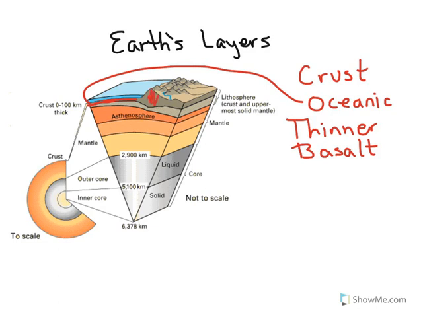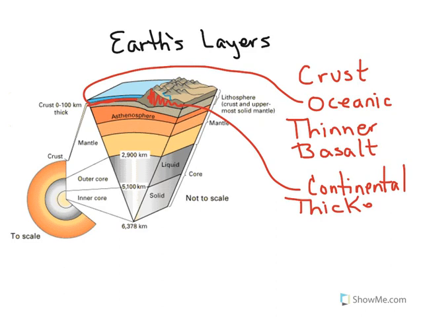Now, this thicker part of the crust is called the continental crust, and this is where the land masses are found. So as we saw, it is thicker, up to about 30 to 50 miles in thickness, and it is composed primarily of granite, which is lower in density than the basalt. So that is our crust. That is the outermost layer of the Earth.